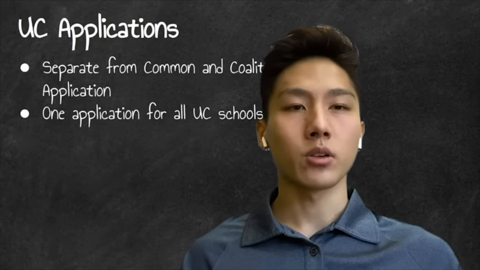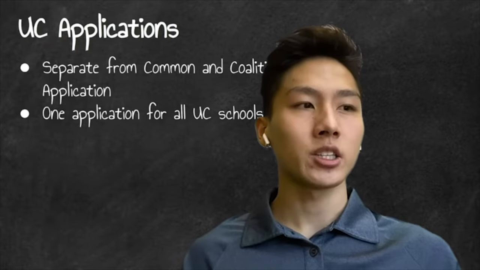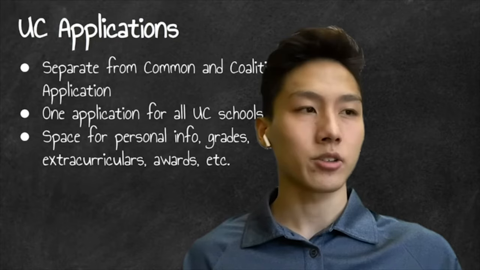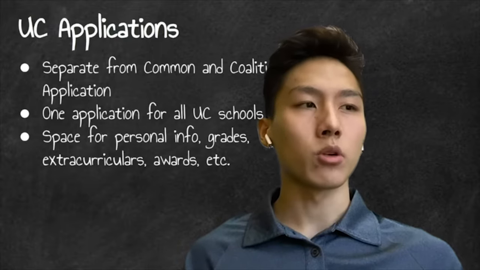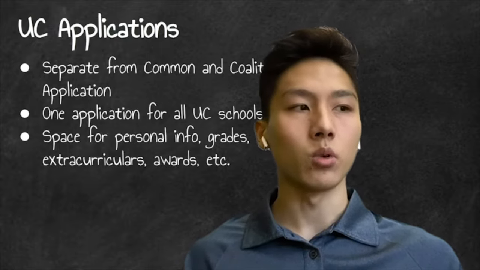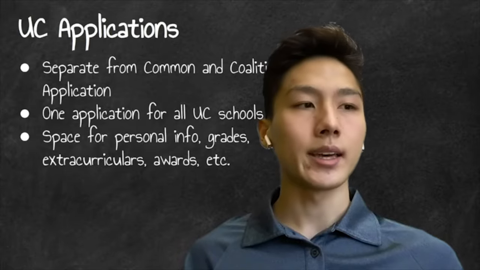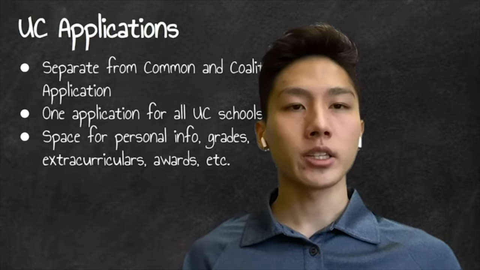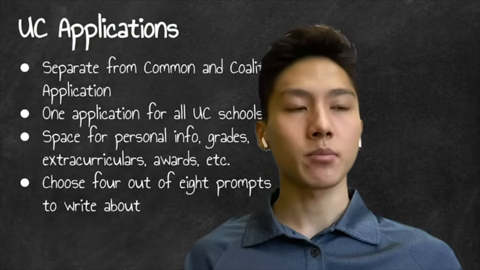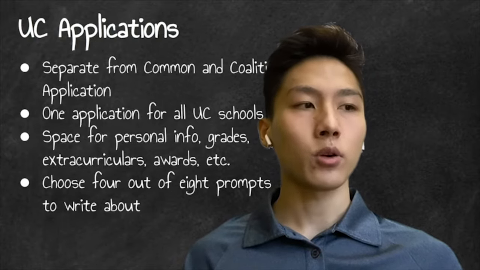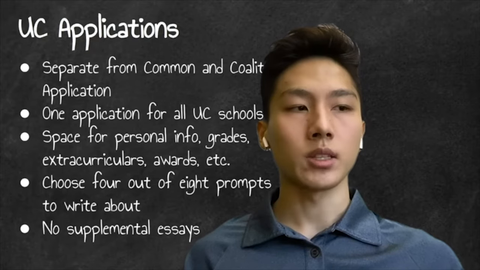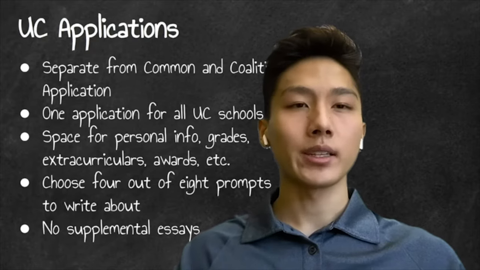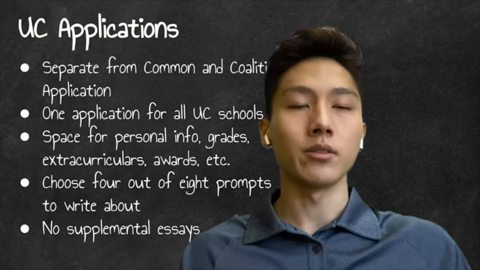And just like the Common or Coalition Application, the UC application allows you to fill out your background information, extracurriculars, and other information about the same, but it does give you a lot more room to write about your extracurriculars and your awards. The main difference though is the essays. So the UC application has 4 essays. There are 8 essay prompts, and you get to choose 4 out of those 8 that you want to write about. Each individual UC will not have its own supplemental essays, and these 4 essays will be the only essays that you submit to the UCs.